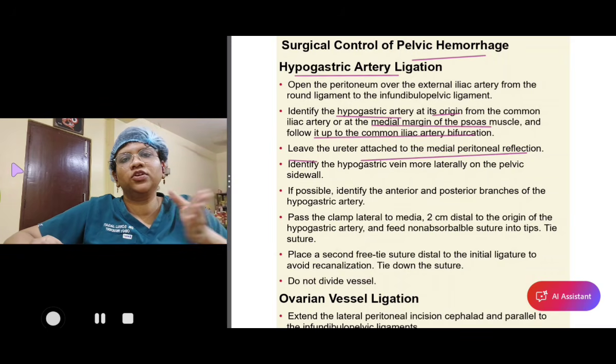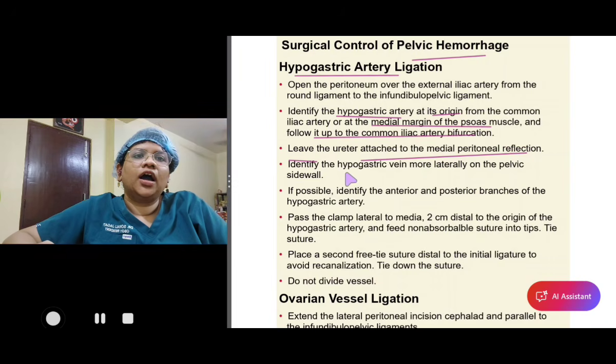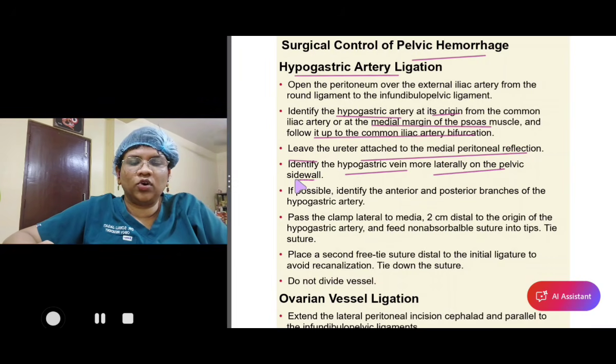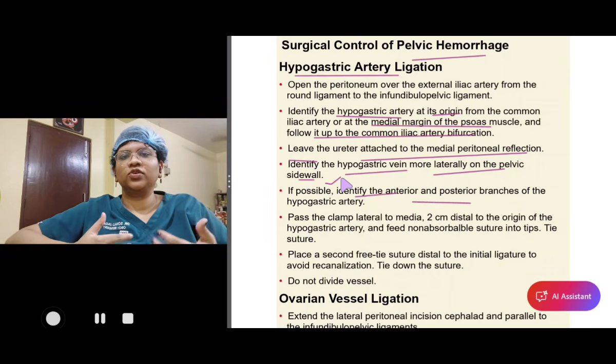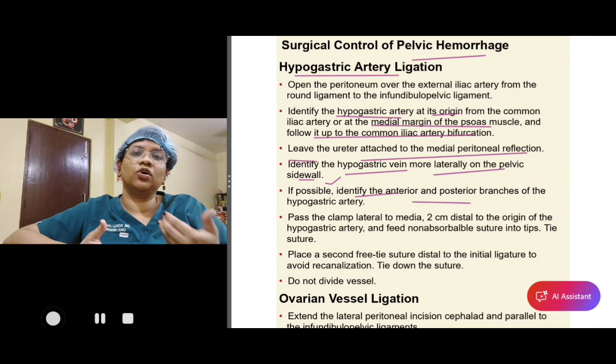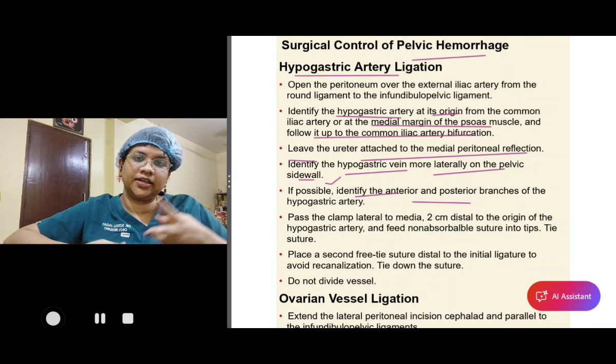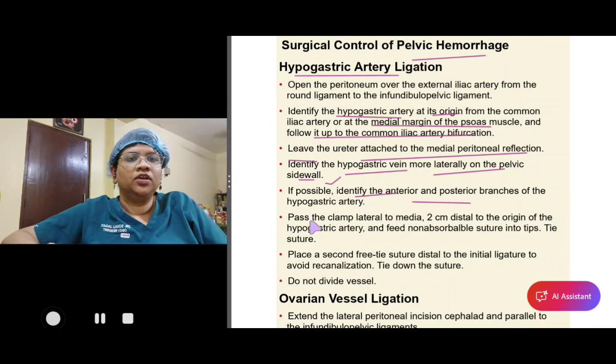So the ureter, we know, travels medially. Identify the hypogastric vein more laterally on the pelvic side wall. So the vein is more laterally placed. Identify the anterior and posterior divisions if possible. That's why they have written if possible. So in case you're not able to identify, it's always a wise decision to clamp it or to ligate it at least 3 to 4 centimeter away from the origin.